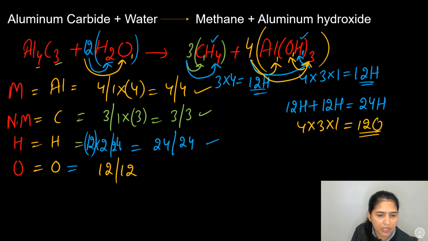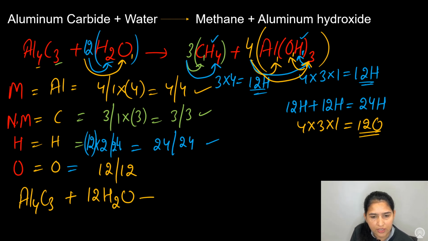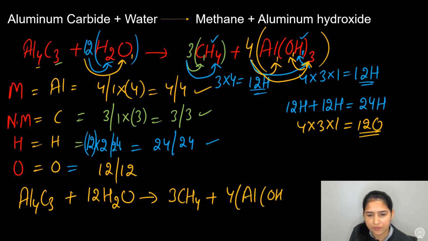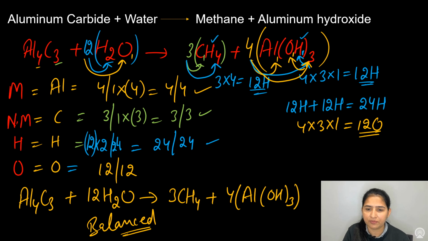So this gave me the balanced equation as aluminium carbide, 12 of water molecules, and then we can get 3 of methane with 4 of aluminium hydroxide. So hope you are getting it with me. So this is our balanced equation. Now let's go to the next.